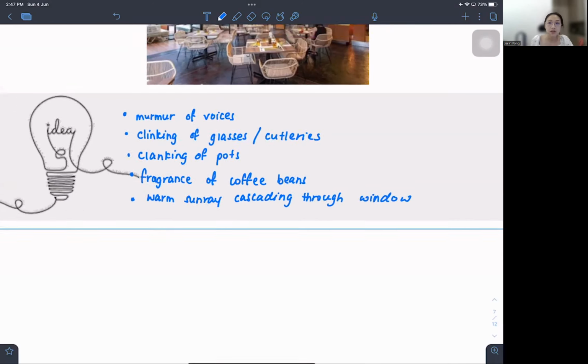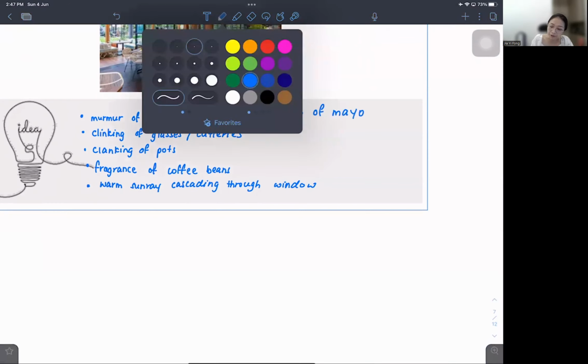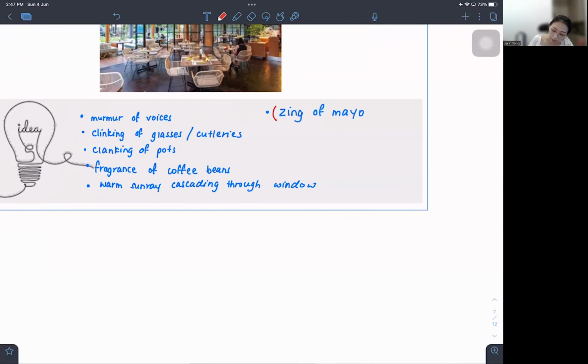Don't forget, if you're in a restaurant, there will certainly be food as well. This is where you use your 5 senses. Taste. Don't forget about your taste. But don't go and tell me the chili is very spicy, the coffee is very bitter. Come on, don't be so boring, okay? There are more tastes that you can talk about. For example, we can say zing of mayo. This is one word that I really like to use. So try to pick this up.